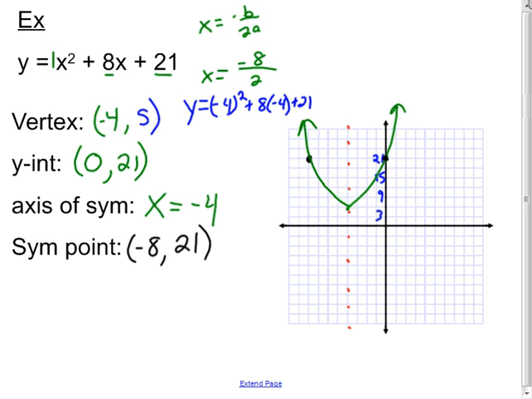But go through, find your vertex, opposite of b over 2a. Find that y-intercept, you plug 0 in for x, so it's just the c value. Find the axis of symmetry, do your reflections to find a symmetric point. So you'll practice a couple of these, just get used to this process, keeping in mind why the x value of your vertex is what it is.